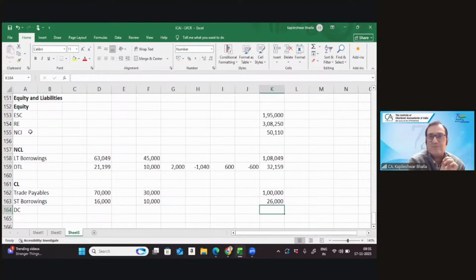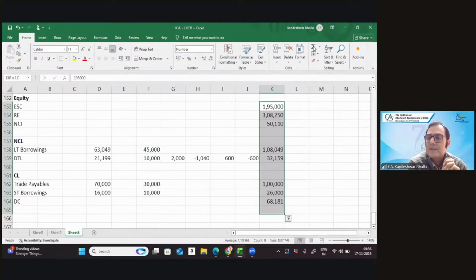This is 68181. I guess hopefully that should be the only difference which is pending in the balance sheet. Let's now have a look at the total. This is 88749. Wow. So our balance sheet is wonderfully tallied. That's superb indeed. Right.